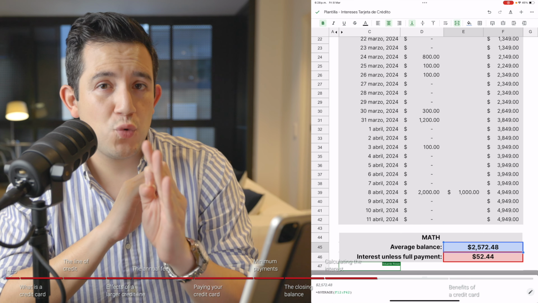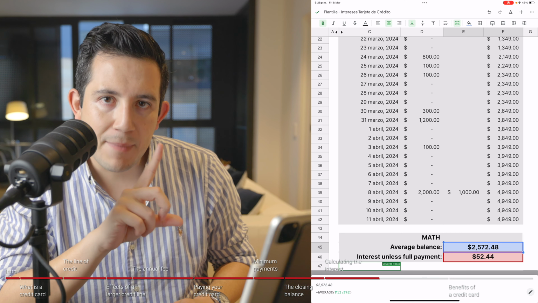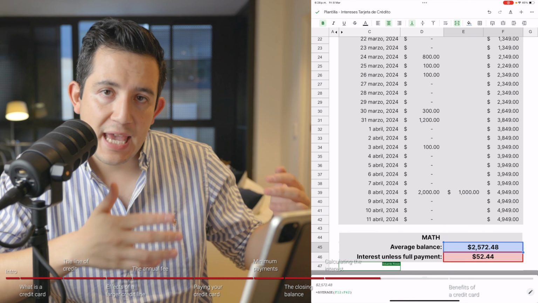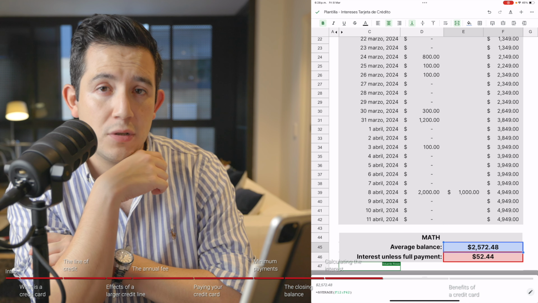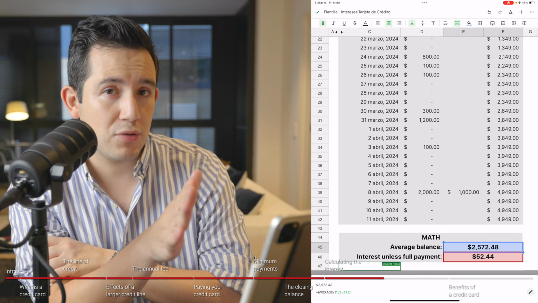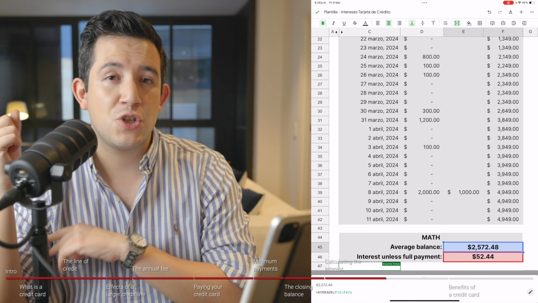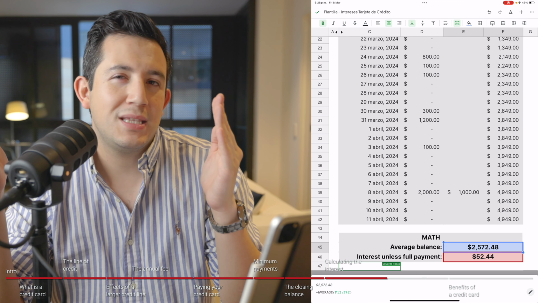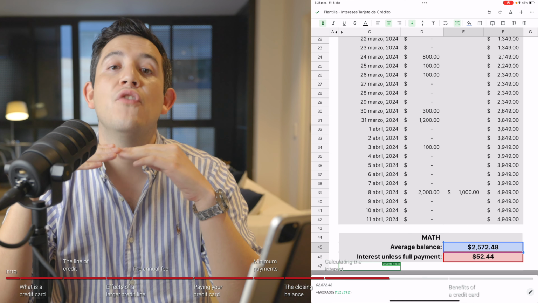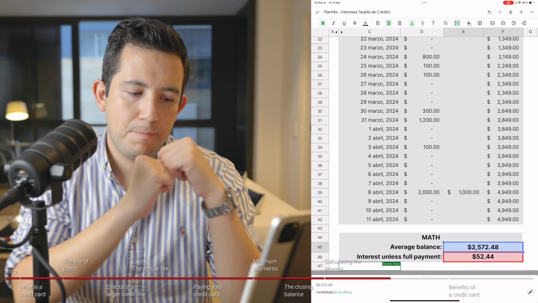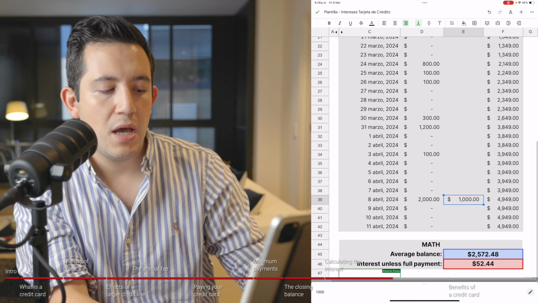Now, it is important to understand that the interest is generated on the average, not the amount you owe. Say, for example, that you have to pay these $4,941, but you only pay $3,000. It is a common misconception to think that you would only have to pay interest on the remaining $1,949. No, you would have to pay interest on the average of the entire month. So let's say, and by the way, notice that in this example, I do have a payment on the 8th of April.